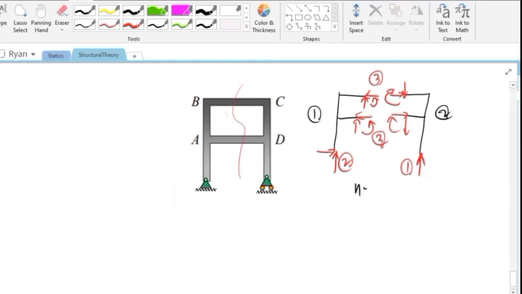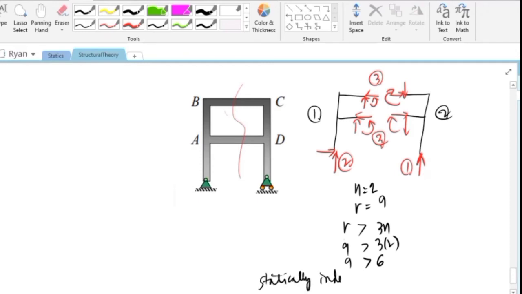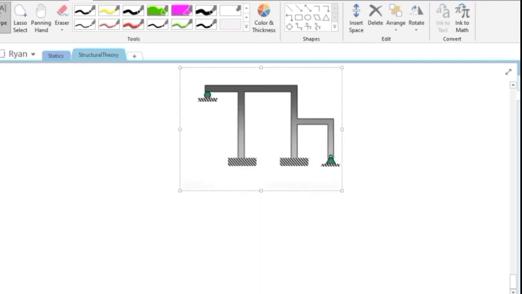So n is equal to 2, and the reaction is equal to 9. So for the relationship of the r to the 3n, we have 9, 3 times 2, 9 is greater than 6. So this is statically indeterminate to the 9 minus 6, that is third degree. Okay.